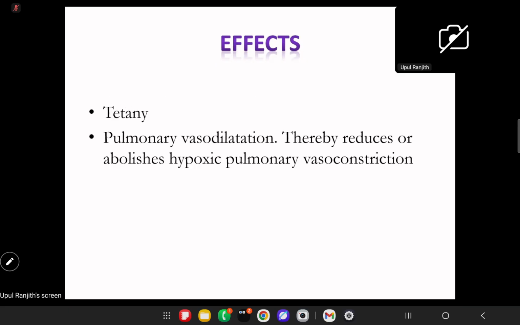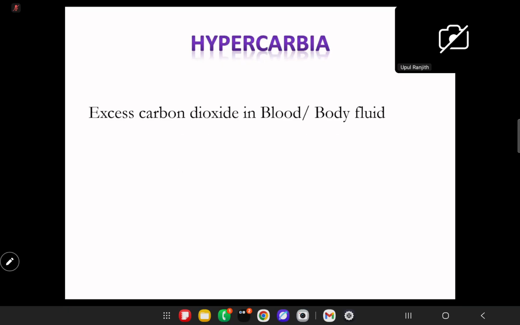Then what are the effects of hypocarbia? One is tetany, so you know what happens in tetany. Due to respiratory alkalosis you get this problem, with reduced ionized calcium causing tetany. Then pulmonary vasodilatation is caused by hypocarbia, thereby reducing or abolishing hypoxic pulmonary vasoconstriction.